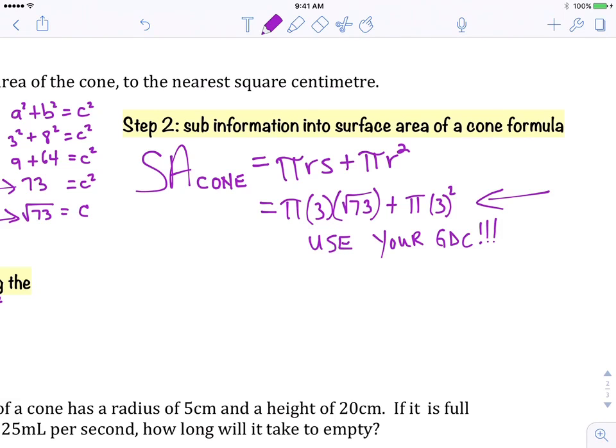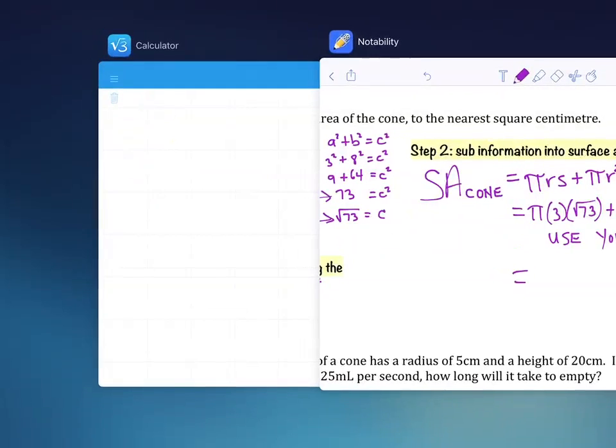And then I put here, use your GDC, because I don't need to be showing 15 steps here. Once you've written the formula, and you've shown the second step where you've input all the information, why not use your graphic display calculator? So I'm going to try this on the scripting calculator that I have on the iPad. Pi times 3 times square root 73 plus pi 3. Okay, let's try that here.